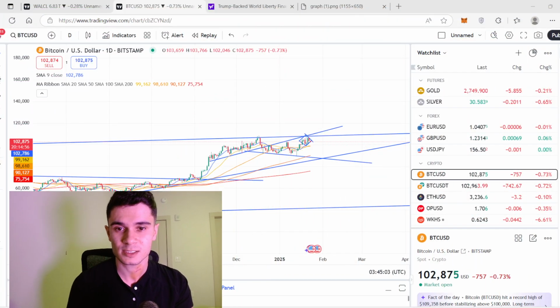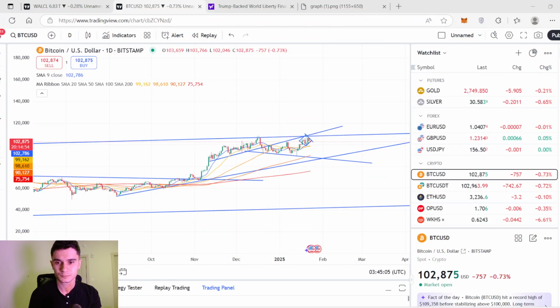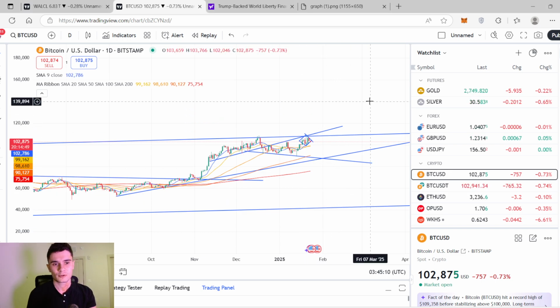Where are we in the cycle? Are we at the top? Do we need to sell everything? Again, guys, let's just go into the charts and we'll go over everything. So let me minimize this screen right here. And this is my TradingView chart. So here we can see the Bitcoin chart.